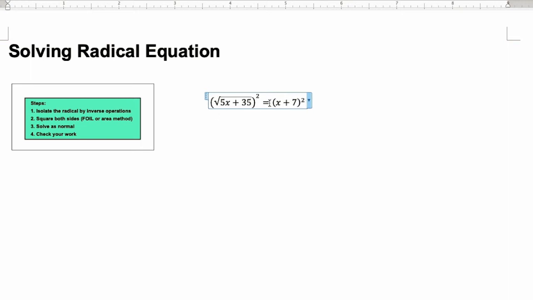Now notice, on this side, everything's going to cancel out nicely, and we're just going to be left with 5x plus 35. On this side, that's not going to happen. We're going to have to square it out using the area method. So keep that in mind.